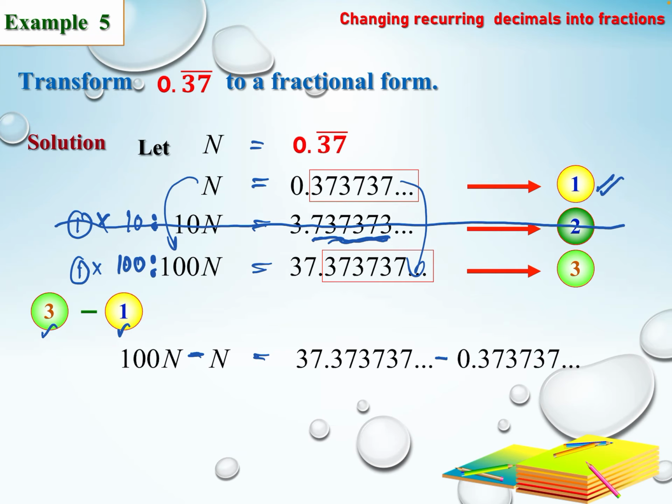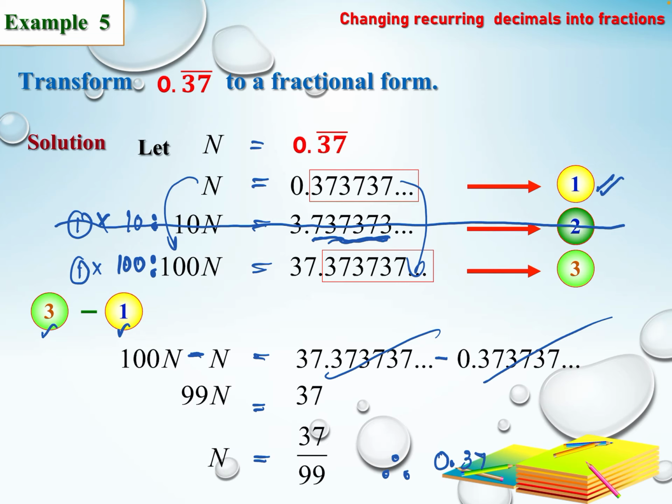Then you take 37.3737 minus 0.3737. The tail is gone. Then we take 99n equal to 37. In other words, n equals 37 over 99. We said that therefore 0.37 repeat 37 is equal to 37 over 99, like this.